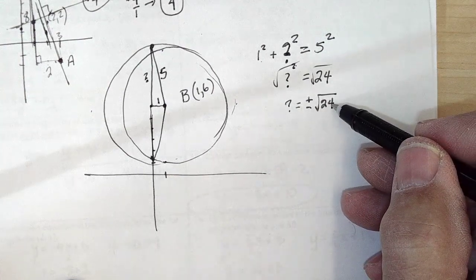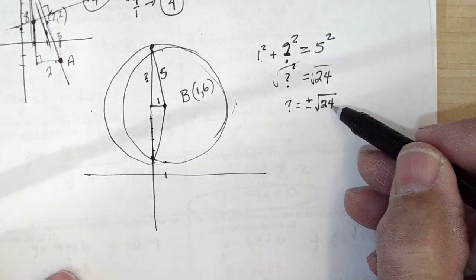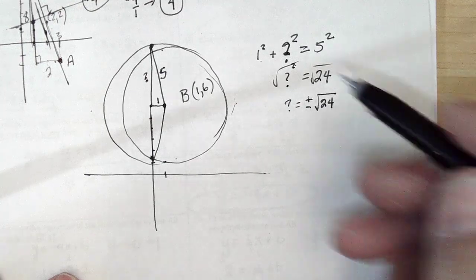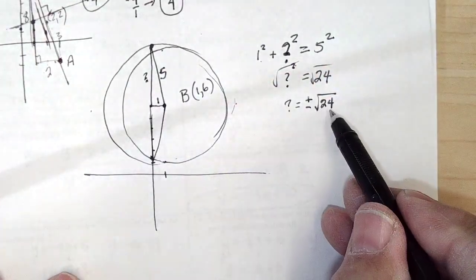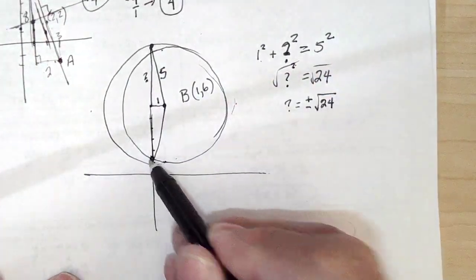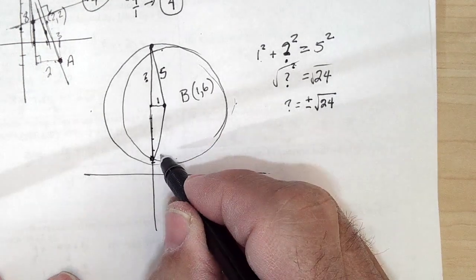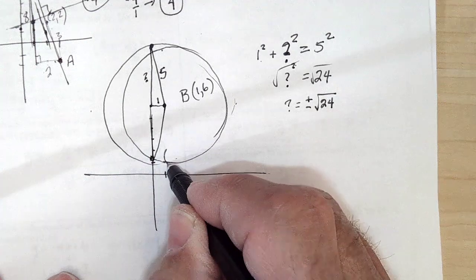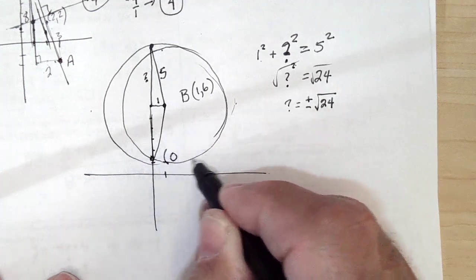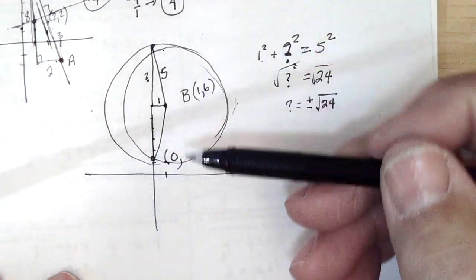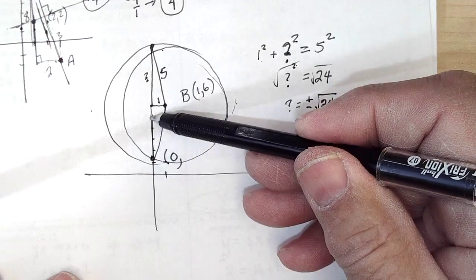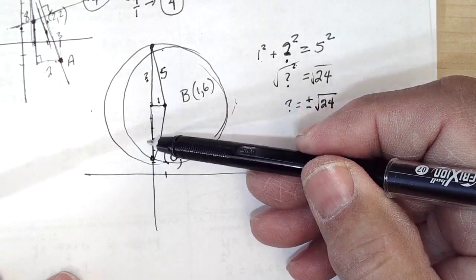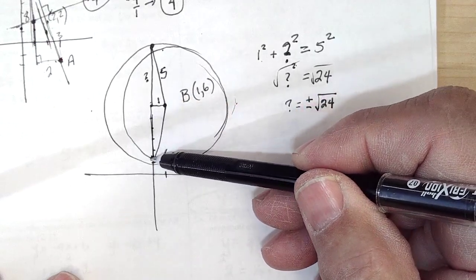That's a little bit less than 5. The square root of 25 would be 5, but this is 24. So now to understand these points, I want to give the coordinates of them. This one's going to have an x coordinate of 0 and a y coordinate of 6 minus the square root of 24.